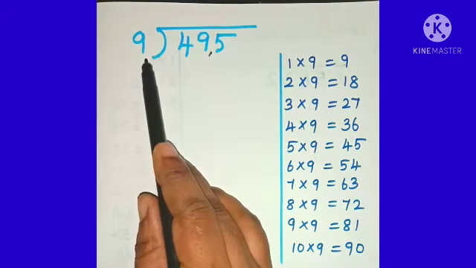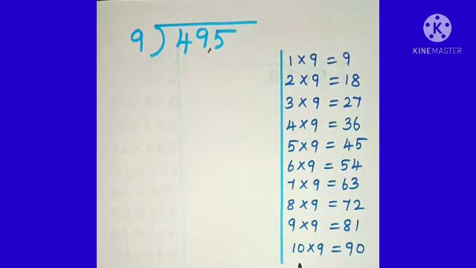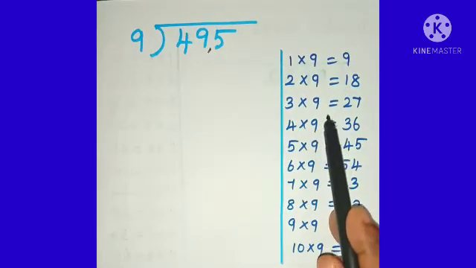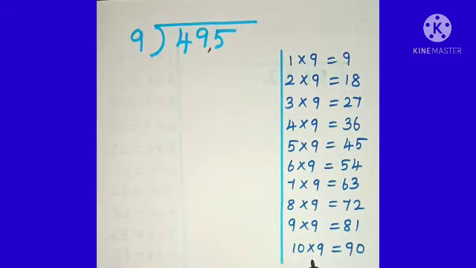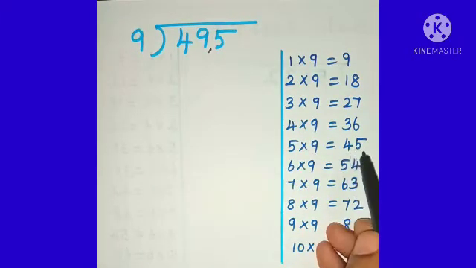Children, to make the problem easy, write down the 9th table in the corner of your page. 1 9 is 9, 2 9s are 18. The 9th table is here. Now 49, where does it lie? 49 lies between 45 and 54. Here we have to choose the smaller one, not the bigger one. We have to choose the exact value or else the smaller value. That is 5 into 9 is equal to 45.